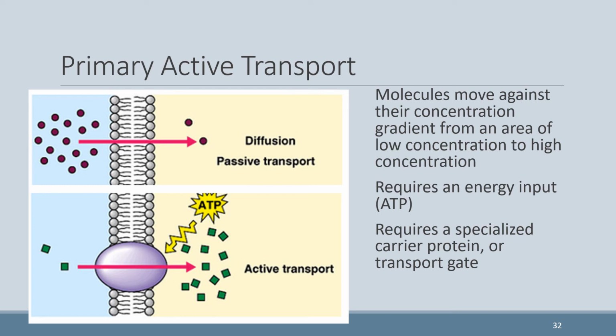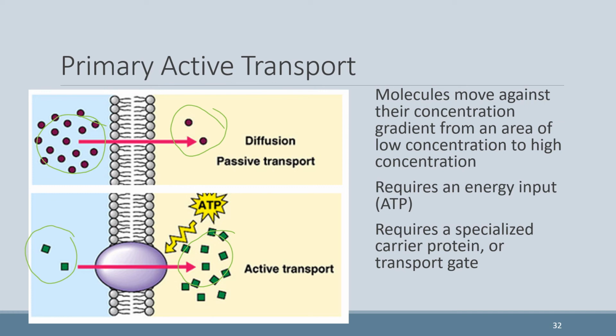So our image over here on the left shows us the difference between diffusion and active transport. So again, with diffusion, we're moving from an area of high concentration to low concentration. With active transport, we're doing the opposite. We're moving from low concentration to high concentration. Again, with diffusion, there was no energy needed. With active transport, this requires an energy input in the currency of ATP. So ATP is needed. We're moving things against the gradient.